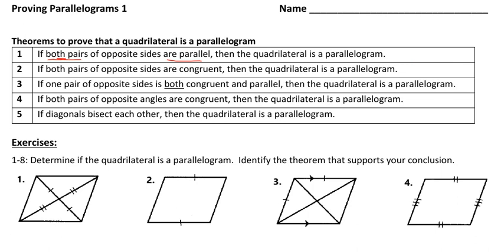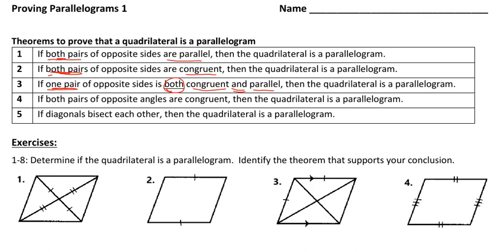Number 2 says, if both pairs of opposite sides are congruent, then the quadrilateral is a parallelogram. So you need both pairs of opposite sides being congruent, and if you have that, then the figure is a parallelogram. Number 3 says, if one pair of opposite sides is both congruent and parallel, then the quadrilateral is a parallelogram. So in this case, you don't need both pairs of opposite sides, you only need one pair of opposite sides, but it has to be both congruent and parallel. If you have that condition, then the quadrilateral is a parallelogram.